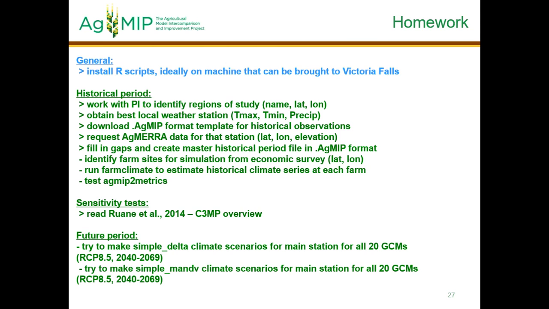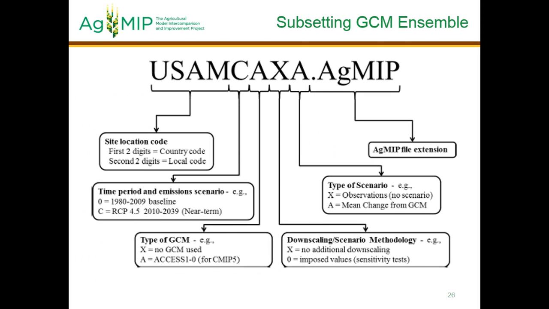In terms of the future period, again, I'm not sure everybody's going to have a chance to do this, but if you can, if you get that R script installed, please try to make some of the simple delta climate scenarios using your main station, the best kind of historical variable, or the historical observations you can. If you don't have that yet, feel free to use Ames, Iowa, and play around with that. That was included in the package.